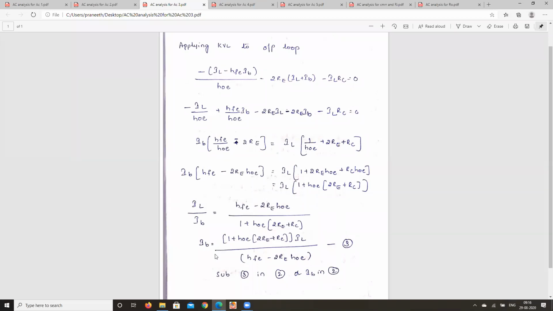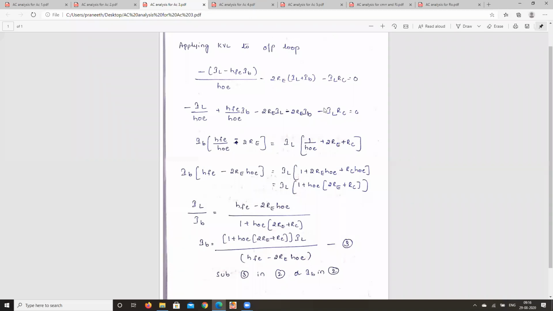Everybody have done this? I told you yesterday to do, step by step, what we have done over here. First of all, we have expanded this term, so we got minus IL by HOE plus HFE by HOE into IB. Similarly, we have expanded this term also. So we got minus 2RE IL, minus 2RE IB, and minus IL RC equals 0.